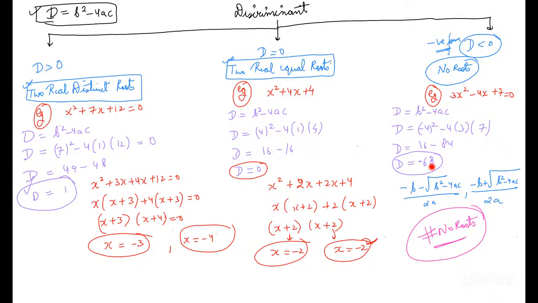Yeah. So what I'm trying to say, D is in minus.